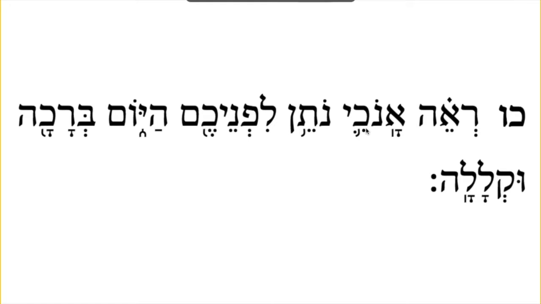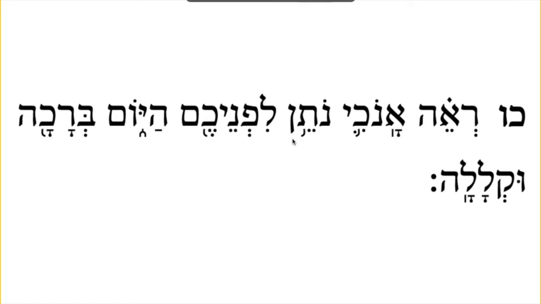So Anochi means I, and this right here is the trope mark, and it is tevir. And tevir says tevir. So you would trope Anochi as Anochi. Okay, so behold I. And this is a nun with a cholem above it, which says o. So this is no. And this is a tav with a tsere and a nun sofit. This will all be said together, ten. So can someone say this word for me?